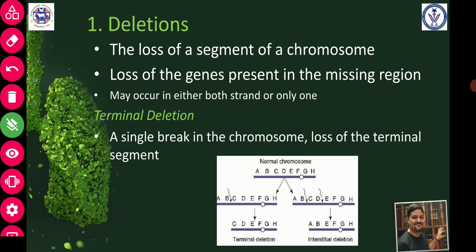The first one is deletion. So what is deletion? As the name suggests, it is the loss of a segment of chromosome. There is loss of genes present in the missing region. If there is loss of a segment of chromosome, the genes present on that segment will be lost, and it may occur either in both strands or in only one strand.